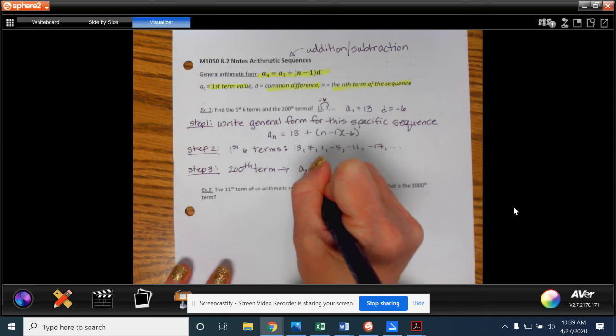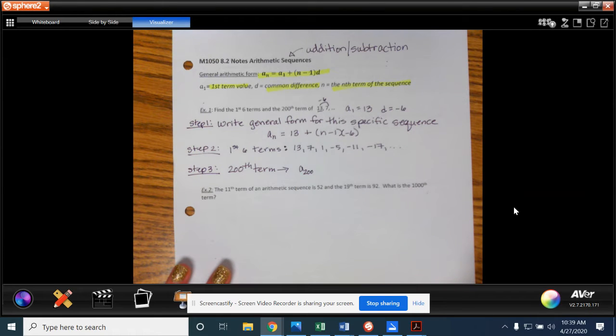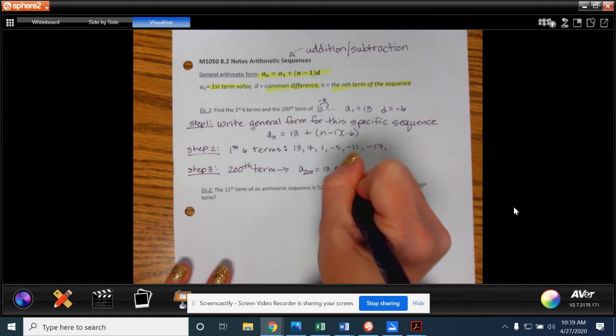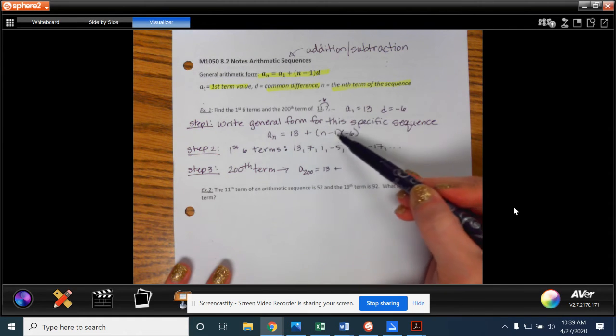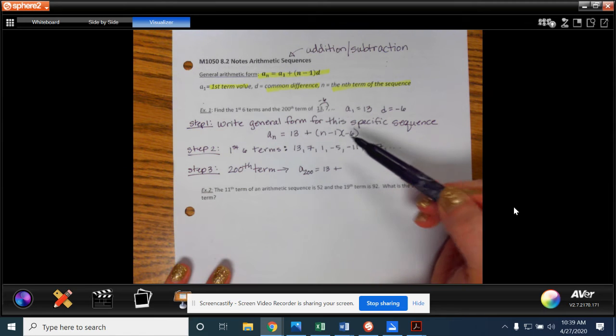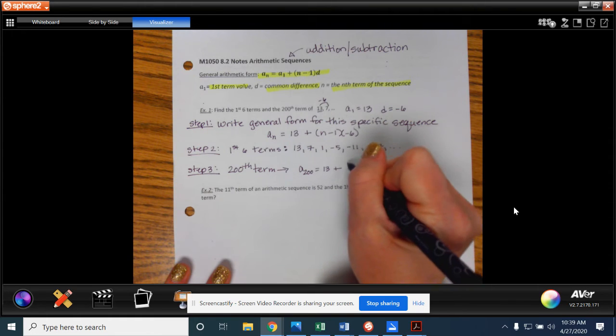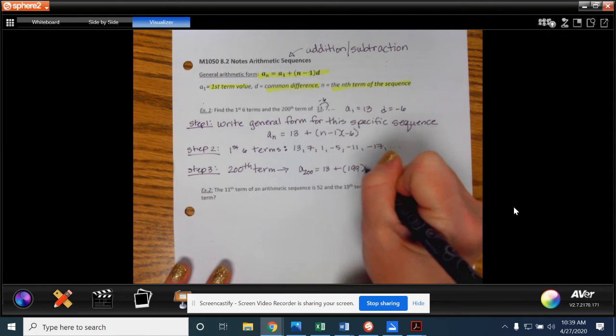So I want the 200th number. So A at 200, that is your output. That's what I'm trying to find. Equals 13 plus, well, it was n minus 1. If I want the 200th term, I want the prior number times -6. So that would be 199, because it's 200 minus 1, times -6.